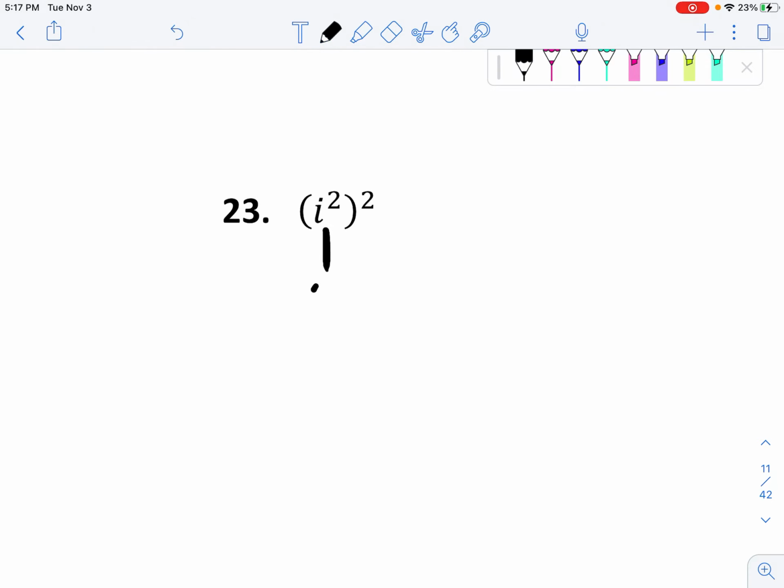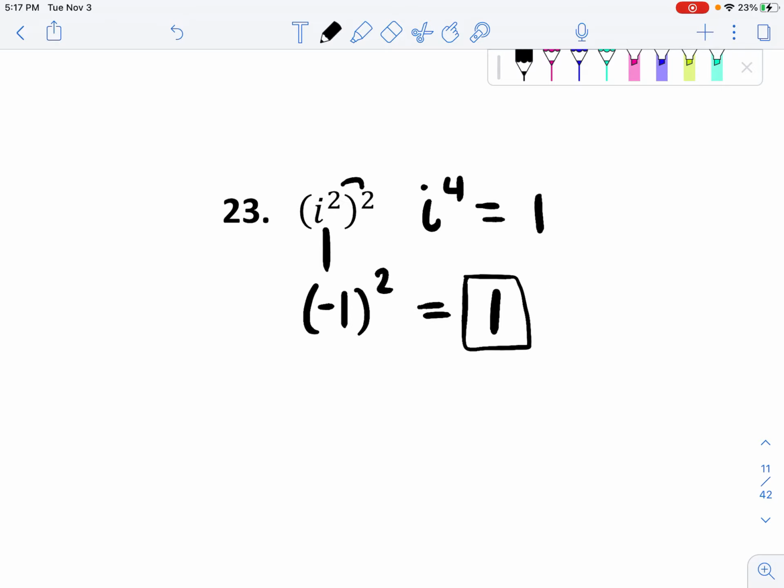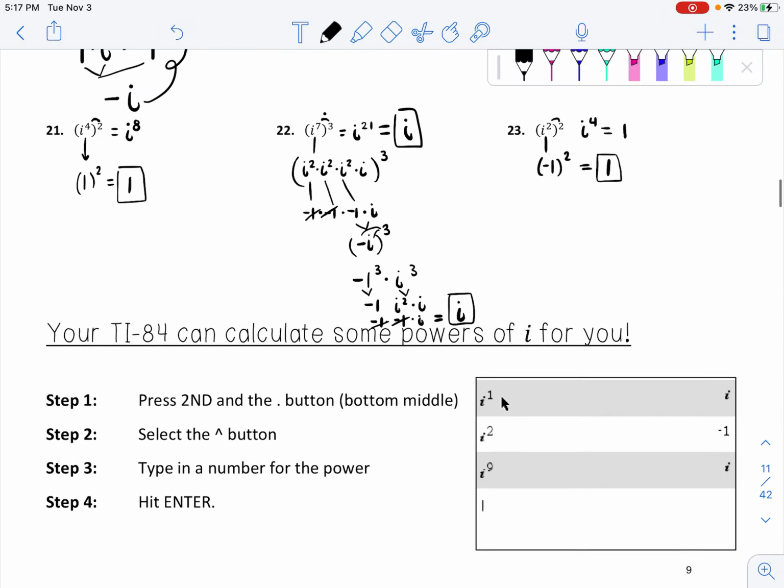And finally, I squared squared. So again, you should know I squared is -1. And if I square -1, I get 1. Or you can say, okay, well, 2 squared is 4. So this is I to the 4th, which also equals 1.